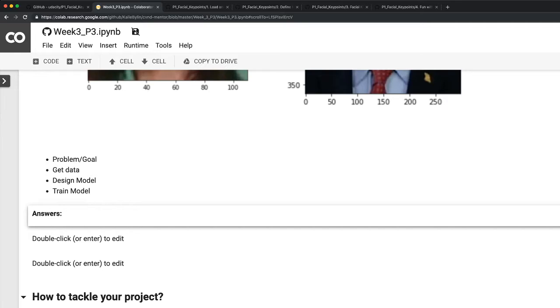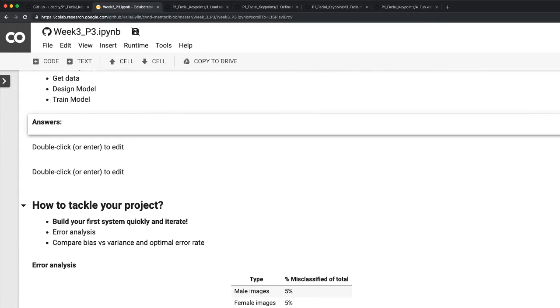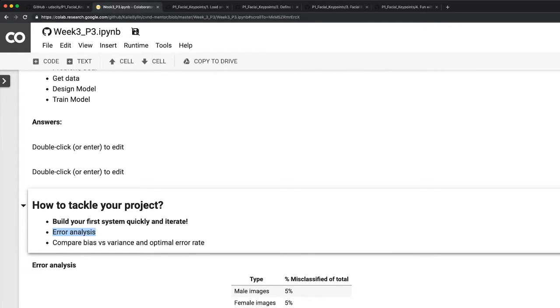And once you start from there, all of the things we've seen up until now will guide your decisions from there on. So two super useful tips to guide your path are error analysis and comparing the bias versus the variance and the optimal error rate. And the optimal error rate, I don't know if you've seen this in the classroom lessons. I'm going to share this with you now because it's super useful when you're working on your projects.